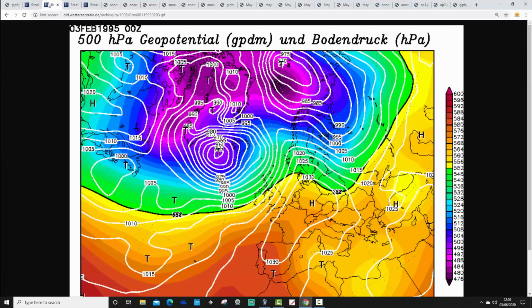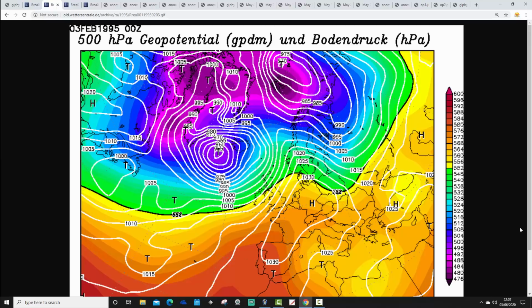Another good example of a positive NAO is this one from the 3rd of February 1995. This one has an area of high pressure again through Spain and France. It's ridging up from the Azores, low pressure towards Greenland and Iceland, and in come those very mild west to southwesterly winds. That's another example of a very positive winter NAO.